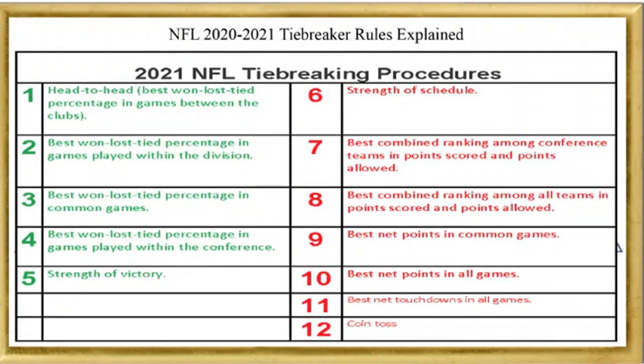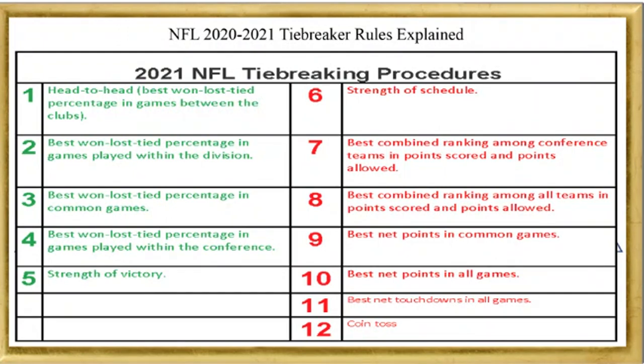So tiebreaker number 1 obviously is head-to-head. That is, 2 teams are tied and one team has beaten the other one in one or more matchups. Then that team gets the nod for the tiebreaker. Number 2 is the best won-loss percentage in games played within a division. Obviously, that's a per-conference tiebreak procedure, and it has to do with settling on the division seed.